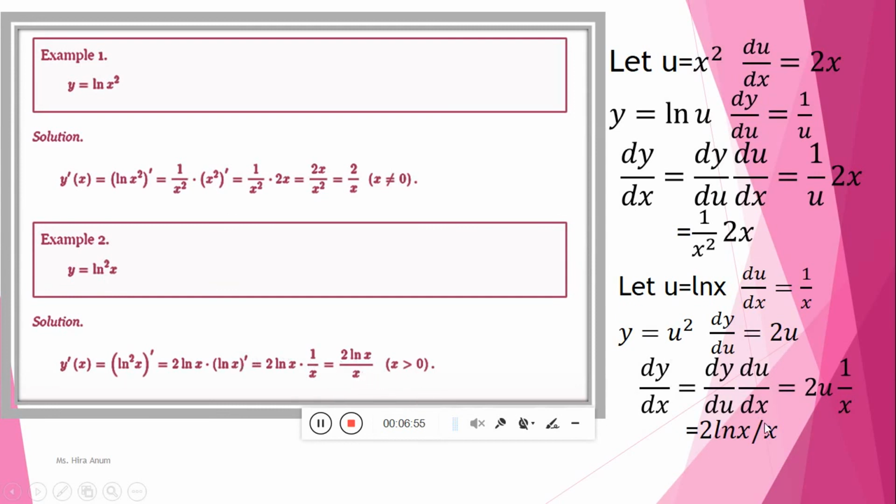Or we can solve it like this. Let u equal ln x. Then taking the derivative, du/dx equals 1 over x. y equals u^2, so taking the derivative, dy/du equals 2u. Multiply both answers, it becomes 2u multiplied by 1 over x. Then our answer is 2 ln x over x.